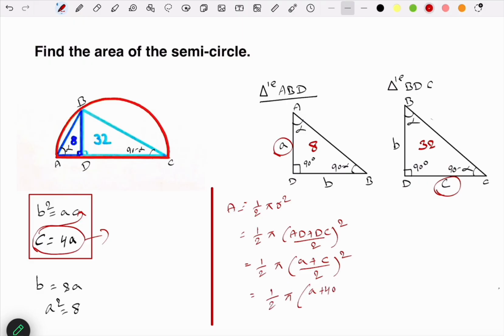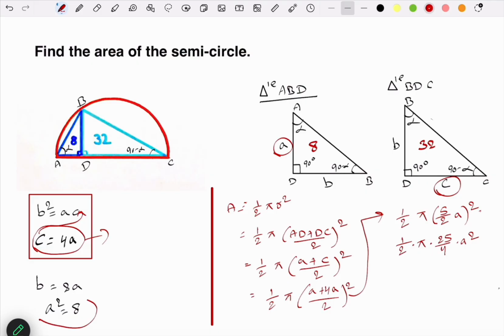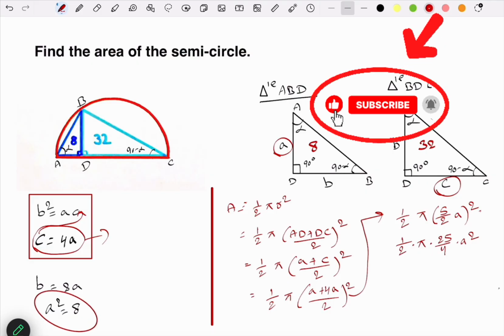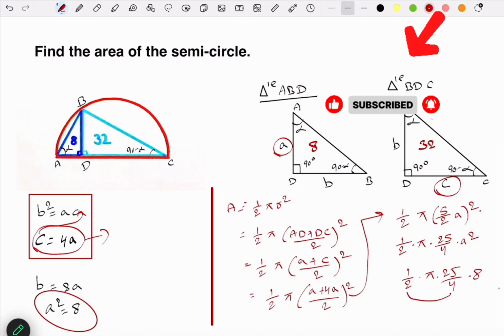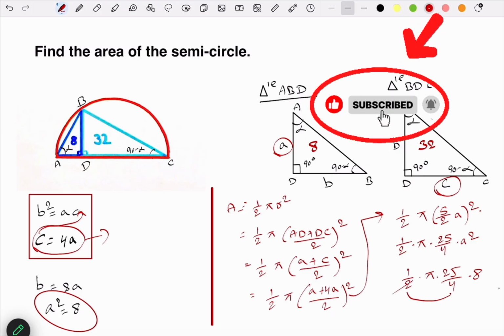A plus 4A divided by 2 whole square, which we can write as half times pi times 5 by 2A whole square, which we can write as half times pi times 5 by 2 whole square is 25 by 4, and A square we can leave as A square. We have one more finding, which is A square is equal to 8. So substitute the A square value in here. It is half times pi times 25 by 4 times A square, and A square value is 8. Here 2 and 4 multiply together and will give 8, right? So we can cancel all these together. So the final answer is 25 pi.